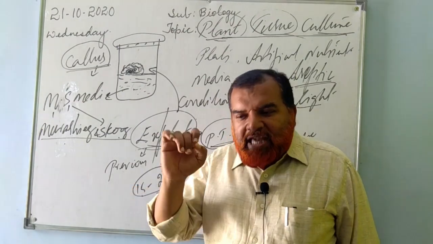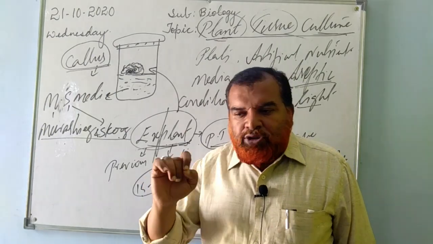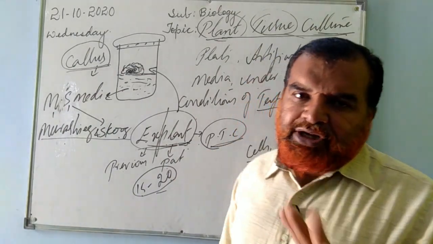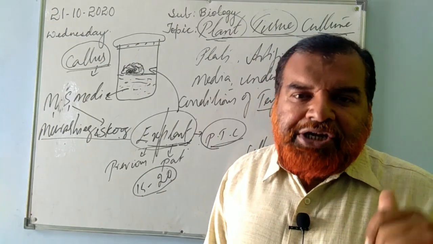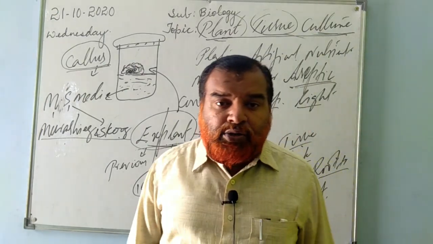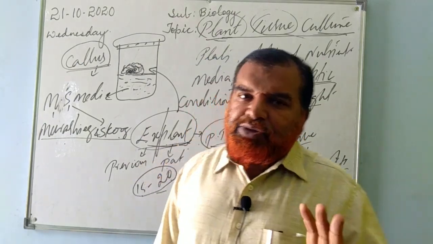Totipotency is nothing but the ability of any plant part to give rise to a complete plant of its own kind. The term totipotency was first coined by T.H. Morgan in the year 1901. It was practically proved by Gottlieb Haberlandt in the year 1902. Hence, Gottlieb Haberlandt is considered the father of plant tissue culture.